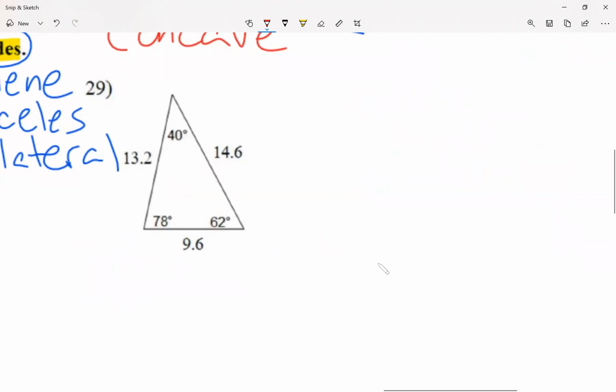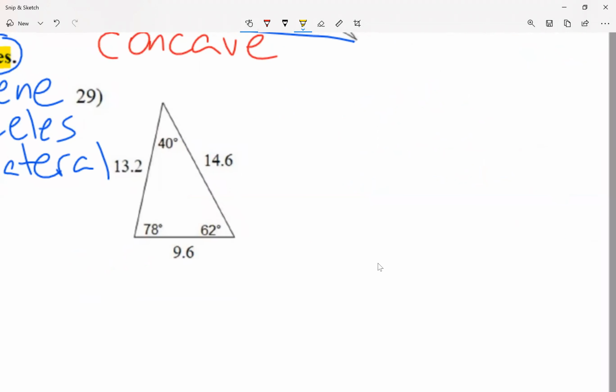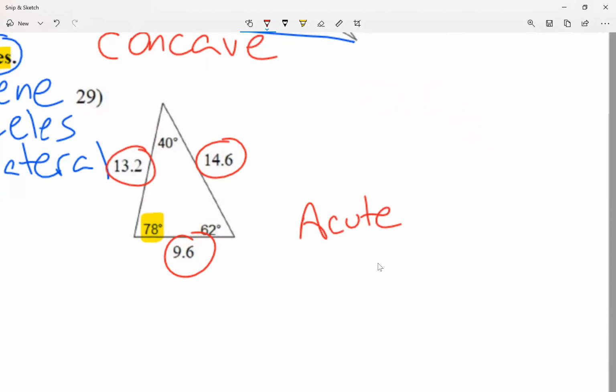Let's take a look at number 29. Looking at the angles 40, 62, and 78, the biggest one is 78. Remember, I'm always going to give the name of the biggest angle. Now, 78 is less than 90, so that's going to be acute. When it comes to sides, 13.2, 14.6, 9.6, they are all different. So therefore, I'm going to call this scalene.